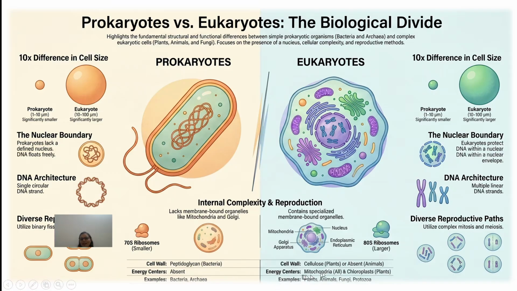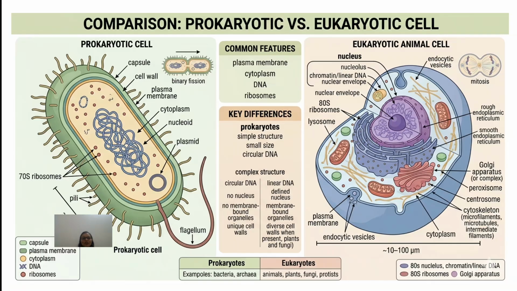In eukaryotes, the energy center is the mitochondria for all organisms, and chloroplast for plants specifically. Examples of prokaryotes are bacteria and archaea. Examples of eukaryotes are animal cells, plants, fungi, and protozoa. So this is the difference between prokaryotic and eukaryotic cells. Once again, for a clearer idea, I give a more detailed image.